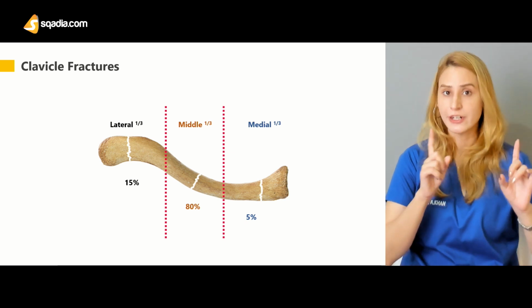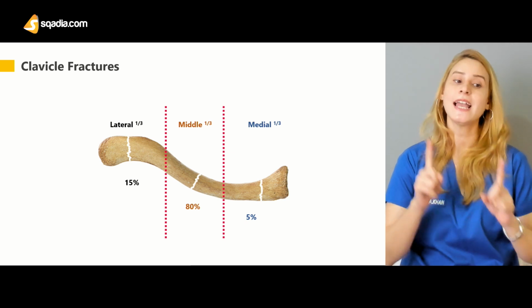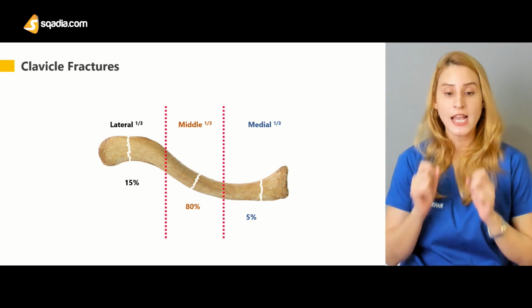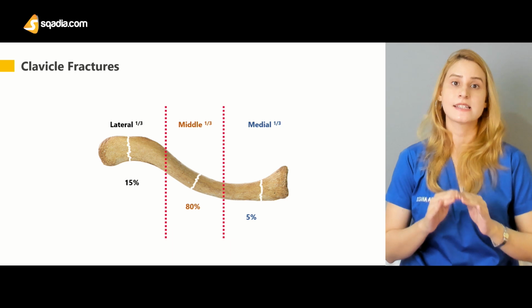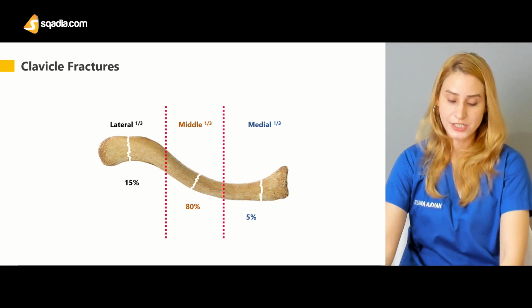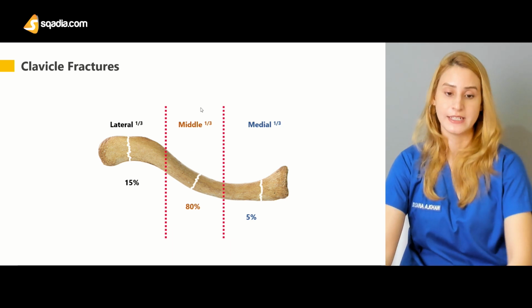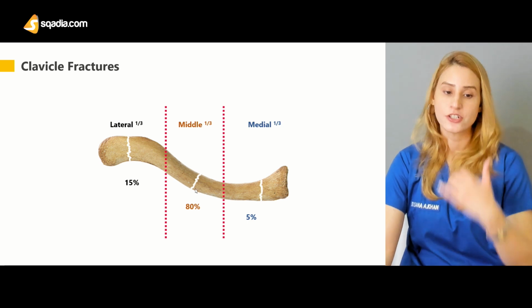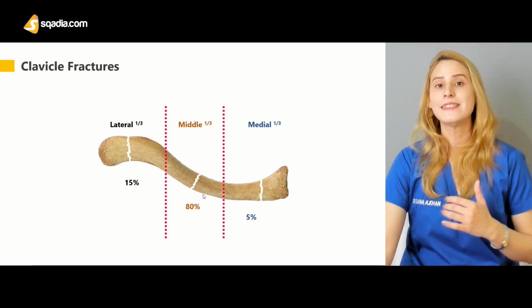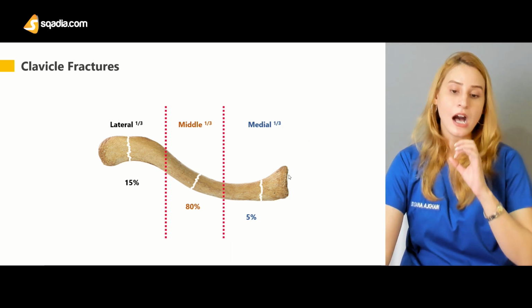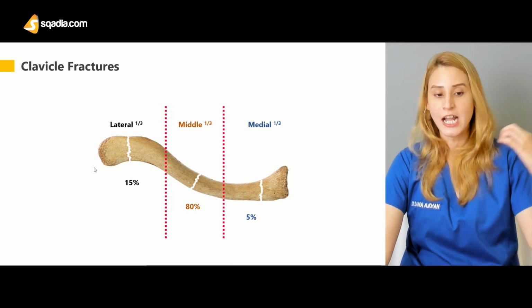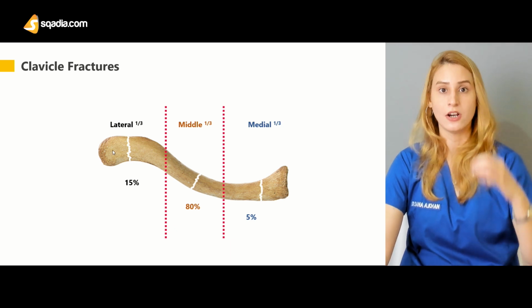So remember acromioclavicular dislocations, and remember the clavicular fractures. Another important thing here is if there is a fracture to the middle part of the clavicle, then there is attachment of the sternocleidomastoid muscle on the medial part, and the attachment of the deltoid to the acromion or the lateral part.